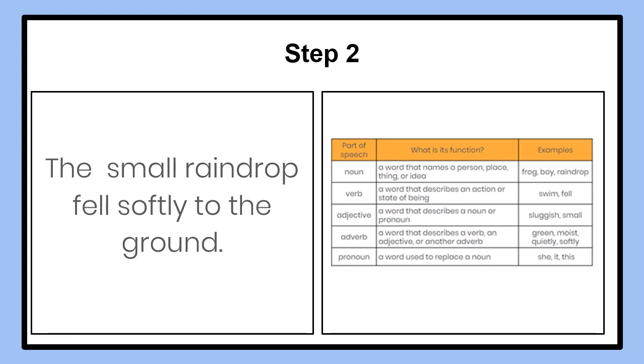Previously in our GUM work, we used this sentence to identify the parts of speech. Who remembers what raindrop and ground were? Yes, they are nouns. What was the verb in this sentence? You're correct. It was fell because that is what the raindrop did in the sentence. There was an adjective in this sentence. Who remembers what it was? Small is the adjective because it describes the raindrop. There is a word that describes the verb fell. Yes, it is softly. That is how the raindrop fell.